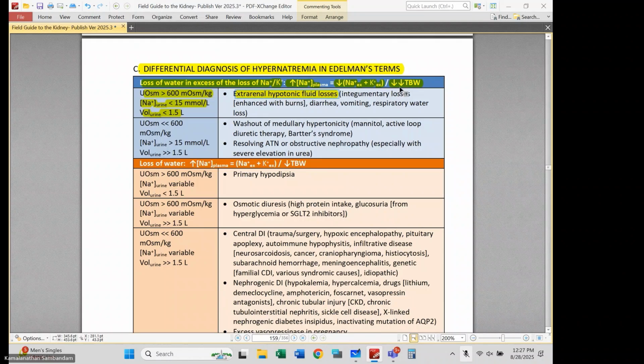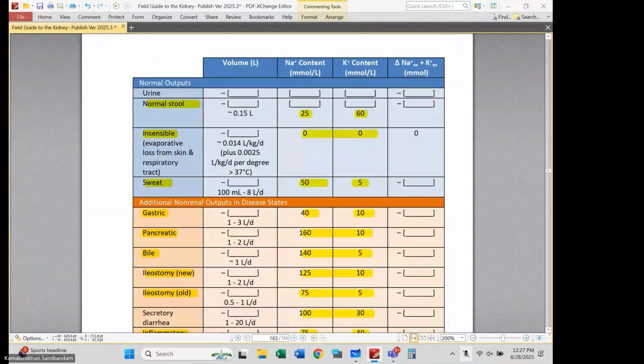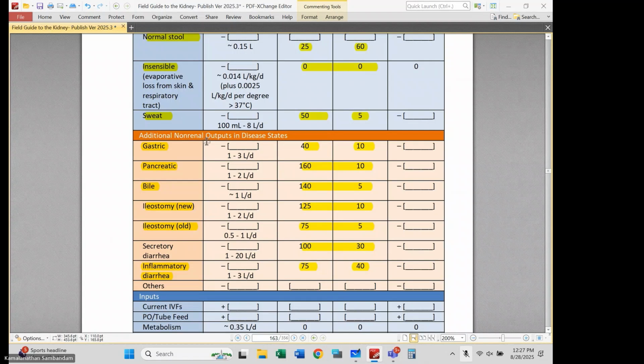I'm losing more water than salt. I'm losing hypotonic fluids, meaning the denominator is shrinking faster than the numerator. I've already told you that by and large, most of your non-renal outputs are going to be hypotonic, including, for instance, the patient with NG suction. That patient, if they're not taking anything in or getting hypotonic IV fluids back, is going to get hypernatremia because they're losing more water than salt.